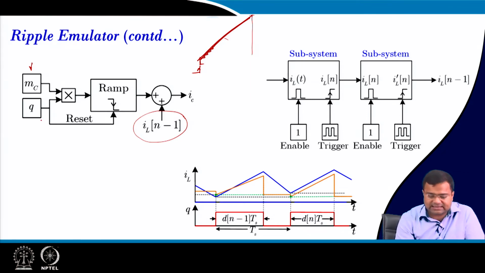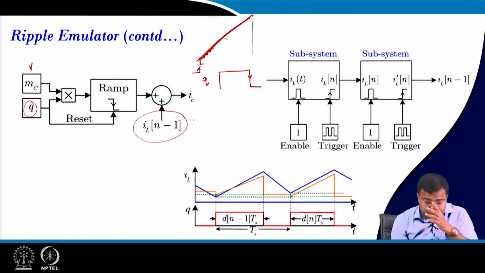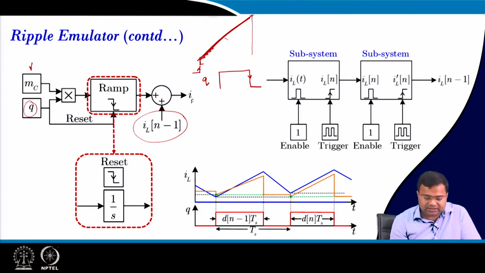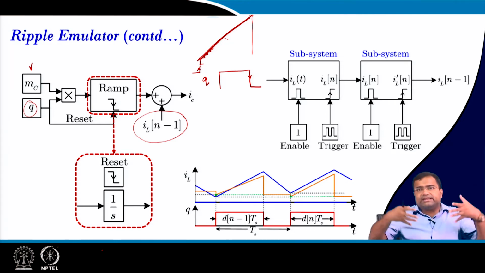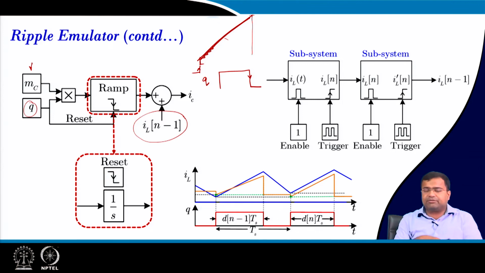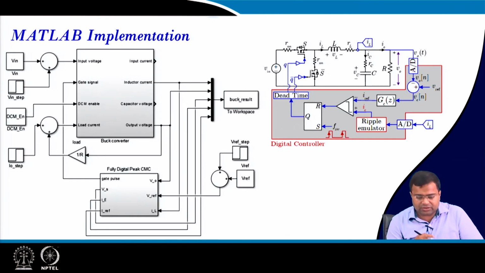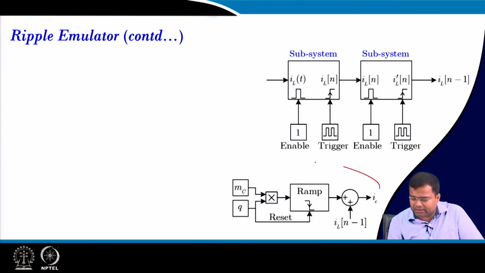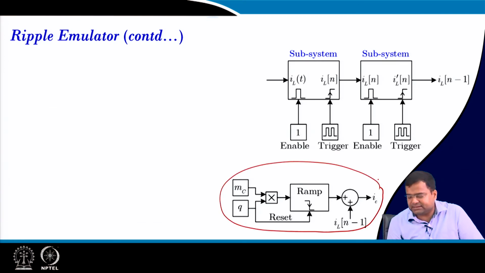So, that is why there is a reset signal. Reset will happen when you take the Q signal, that means this is the gate signal, and when it goes low, that actually resets the counter. So, it will just stop, and this is the overall current controller. For this ramp here we are simply using an integrator, it will integrate and you can reset, but in actual implementation you can use a counter. Okay. So, this is the overall diagram which realizes our ripple emulator block.